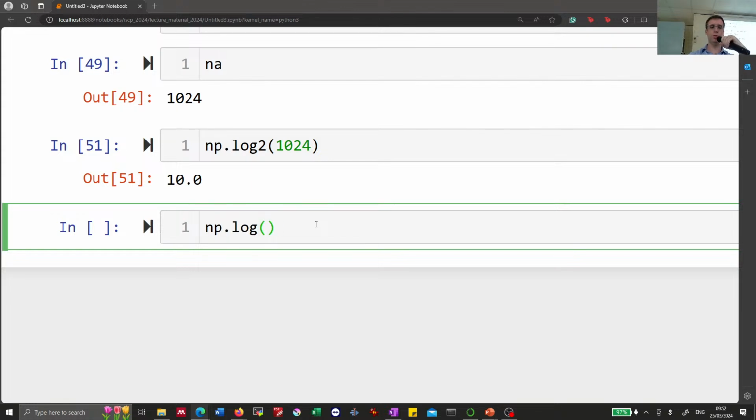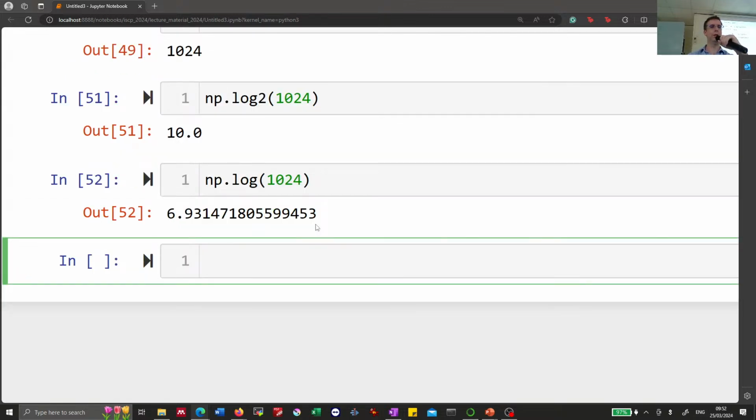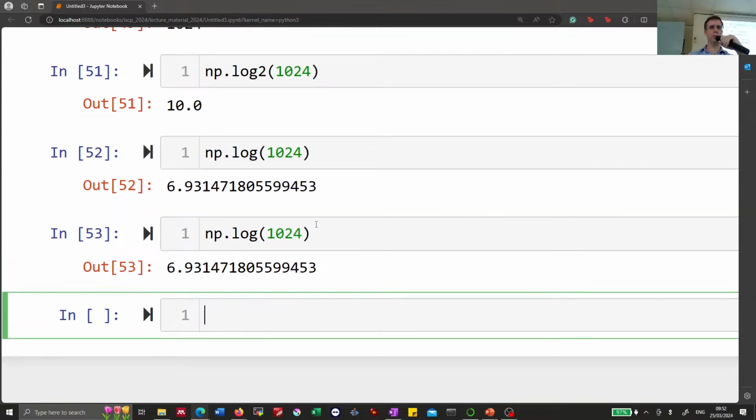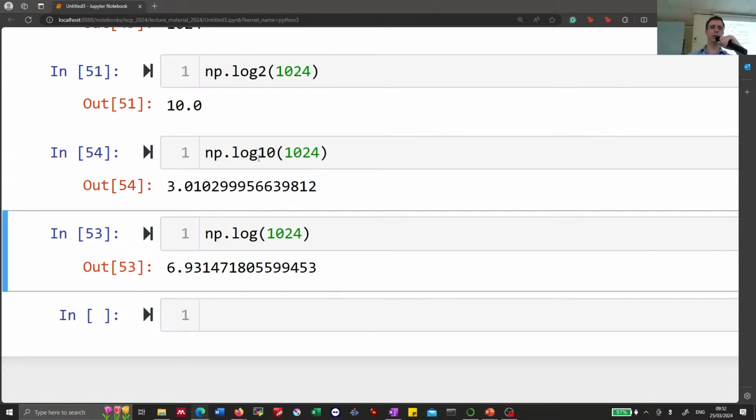numpy.log of 1024 is how much? Is it 10? No, it's not 10. Very good. It's this number, no idea, right? But it's this number. How about numpy.log10 of 1024? I did this twice. Actually, numpy log10 I wanted to do here. numpy log is this number.